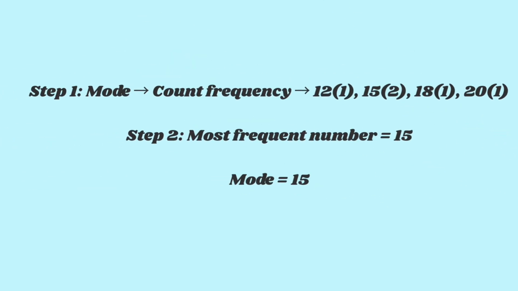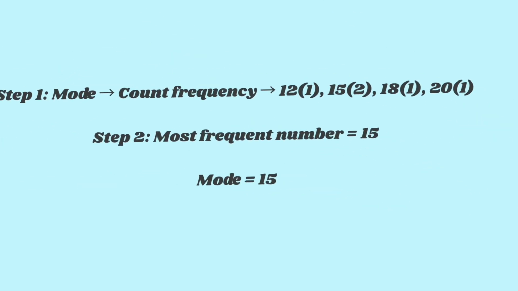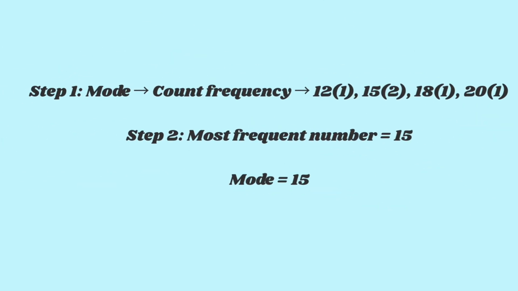Now for the mode. Step 1 is count the frequency. How many times is each number repeating? 12, 1 time. 15, 2 times. 18, 1 time. 20, 1 time. So step 2 is the most frequent number is 15, because 15 is repeating 2 times. So the mode is 15.